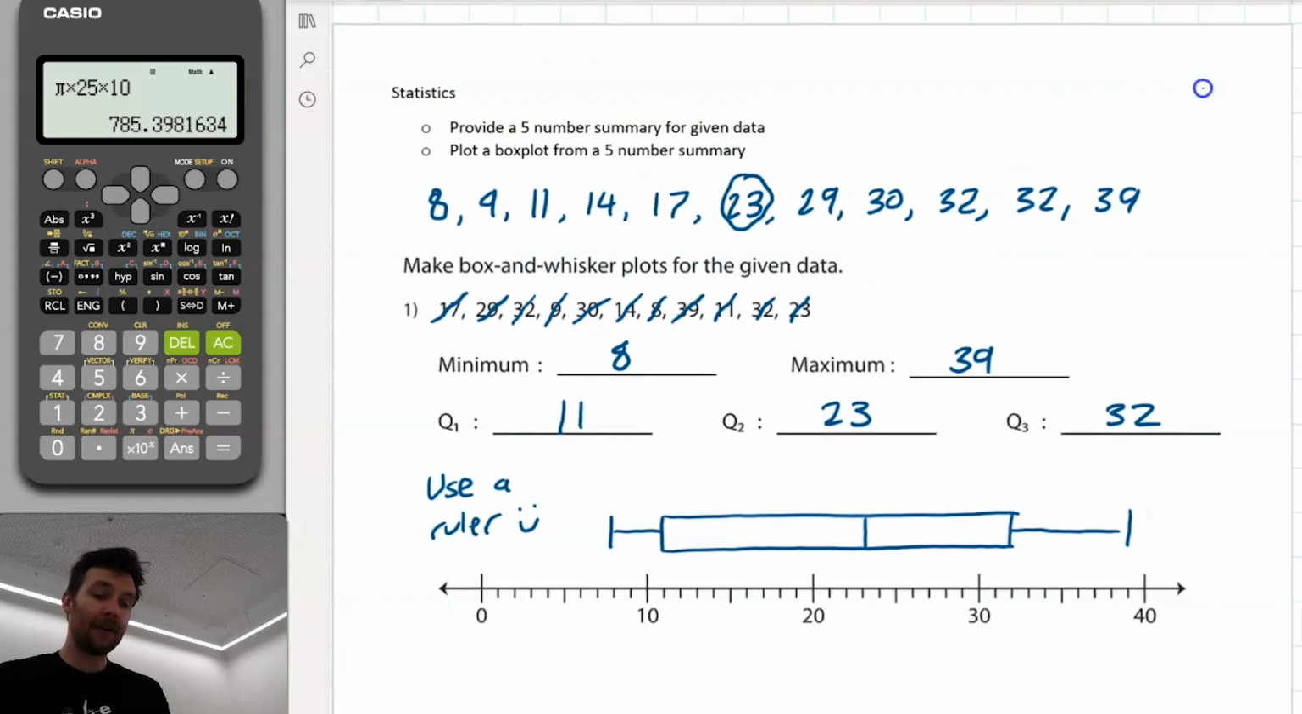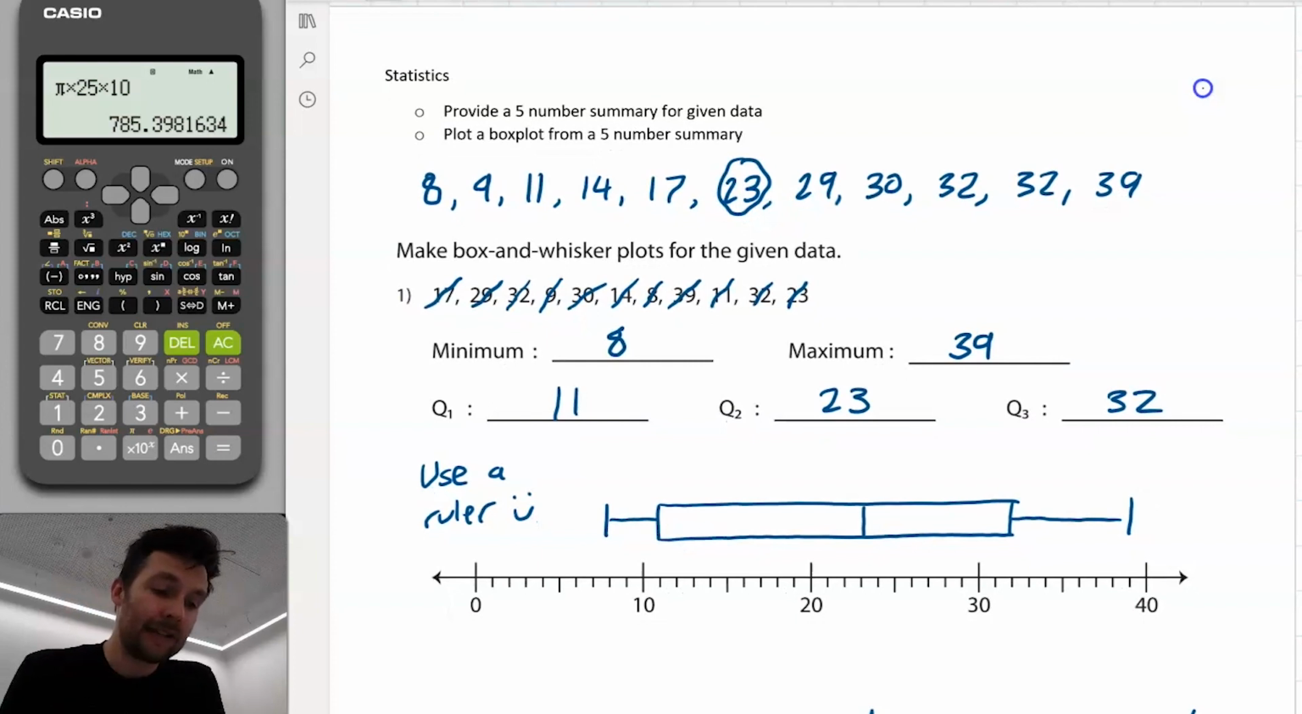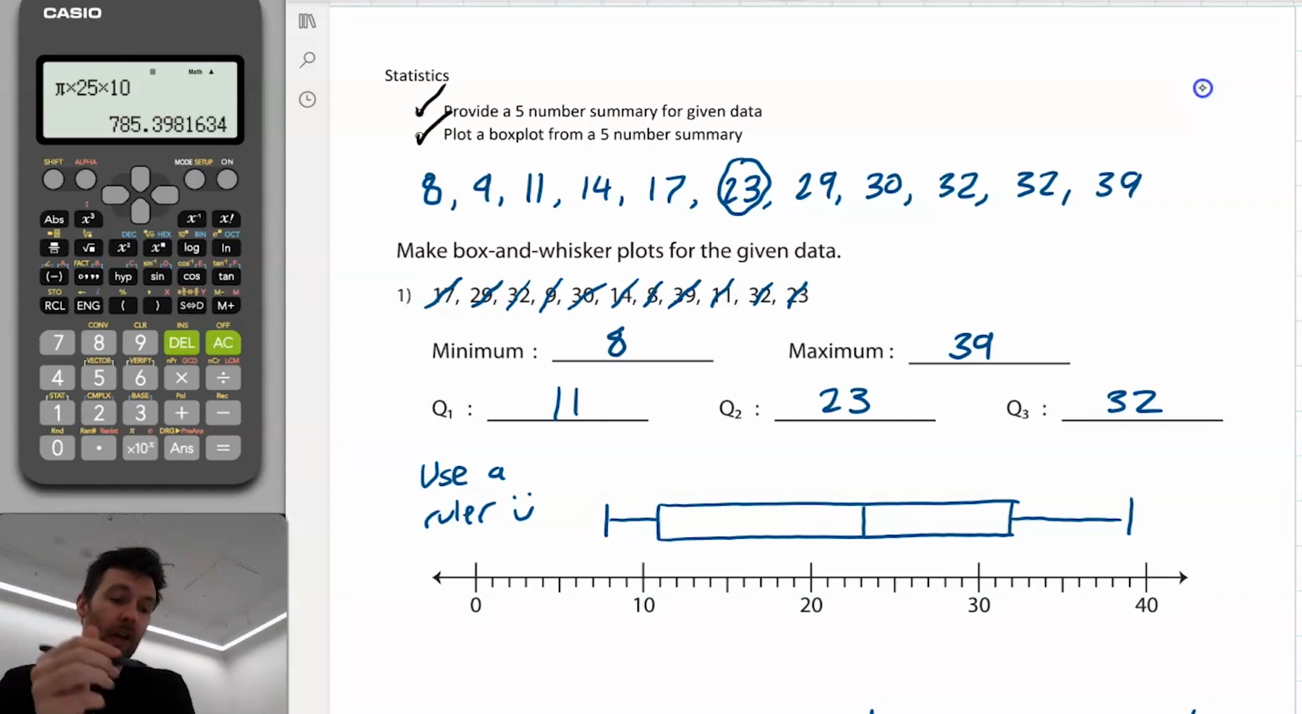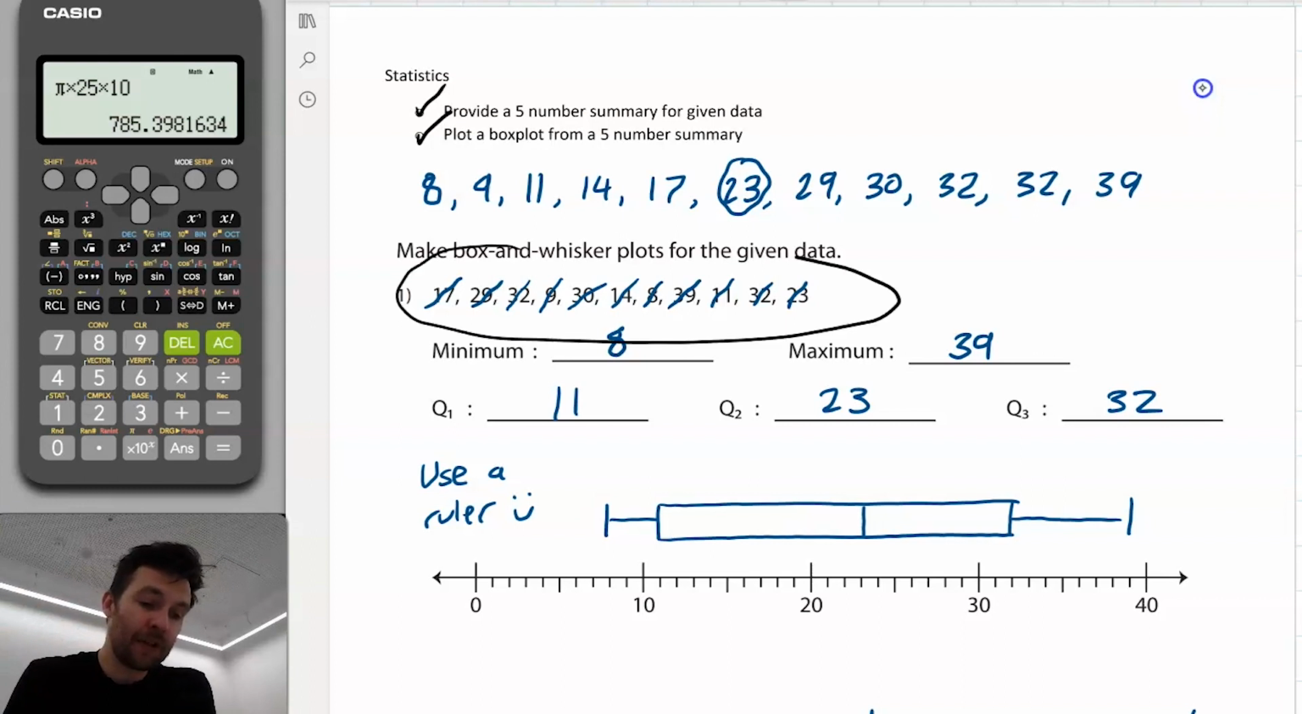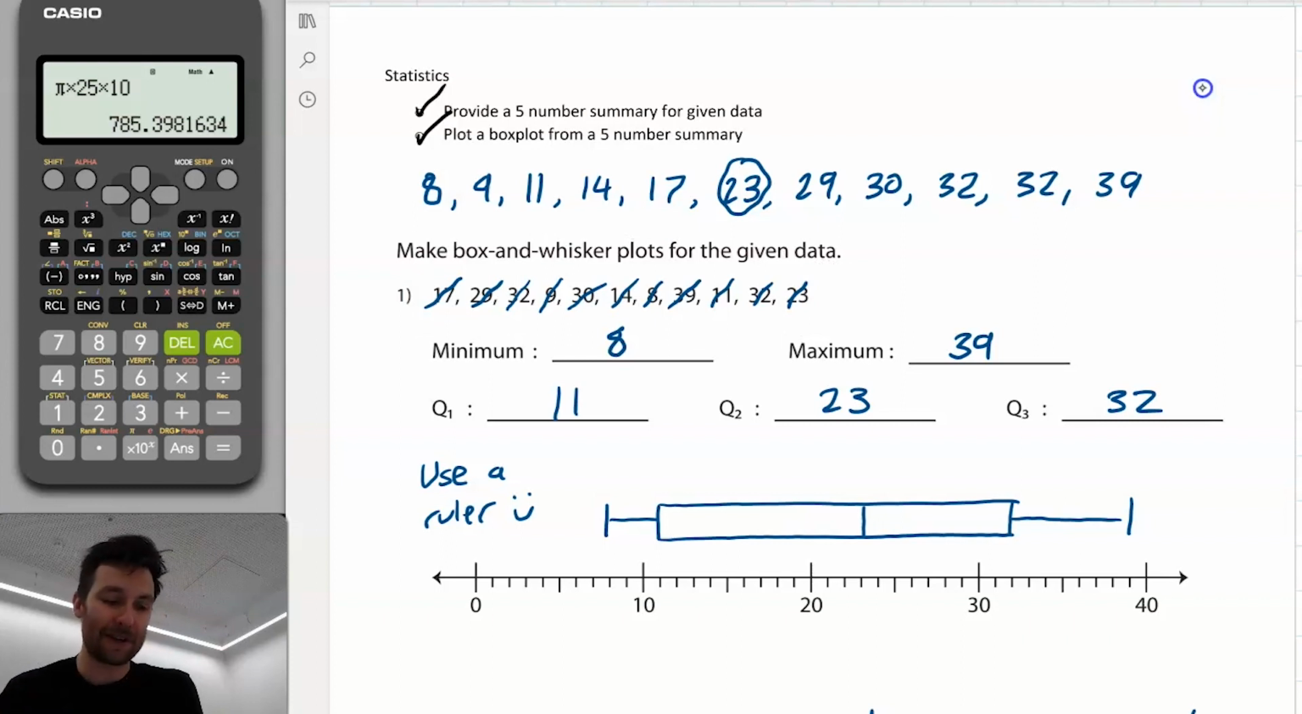Now, the last skill that you need to be able to demonstrate is providing a 5-number summary and then using that 5-number summary to create a box plot. The first thing you've got to do is put your data in order. So that's what I would have done here. You can cross off the data points as you go until you've got them in order. You can do that nice and slowly just to make sure you don't make any mistakes, or if you make one mistake, you can just do a fresh line underneath.